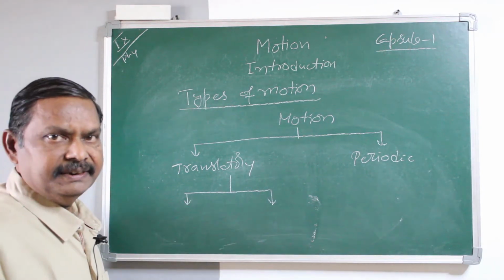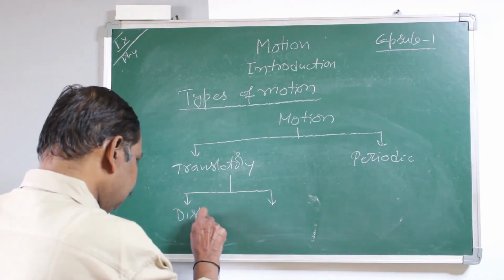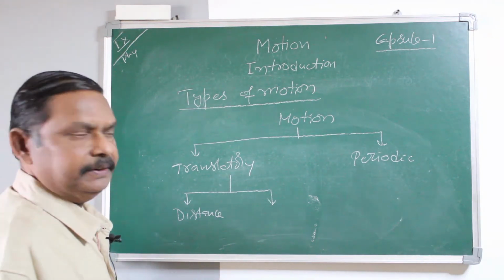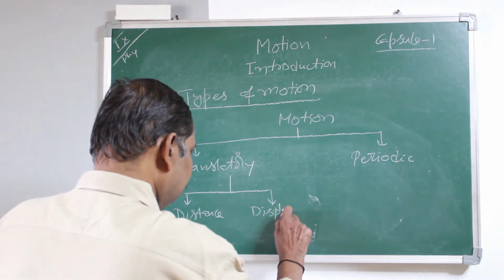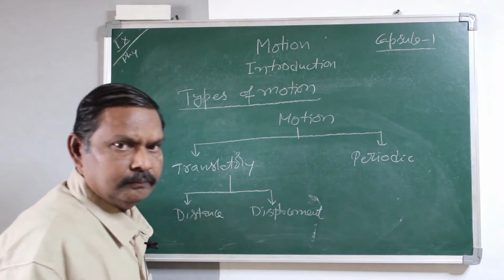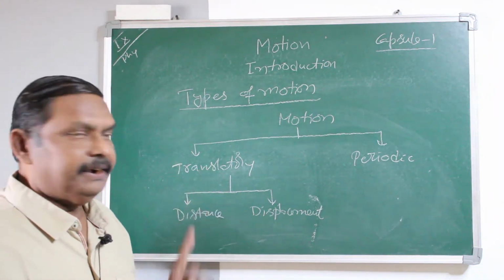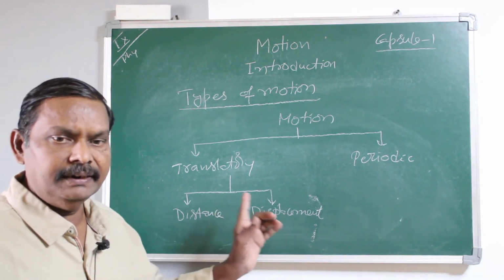First one is the distance, and second one is the displacement. So, translatory motion is divided into two types, distance and displacement.